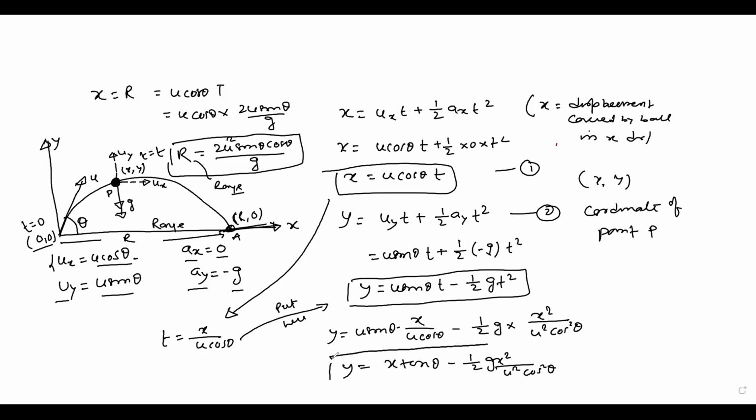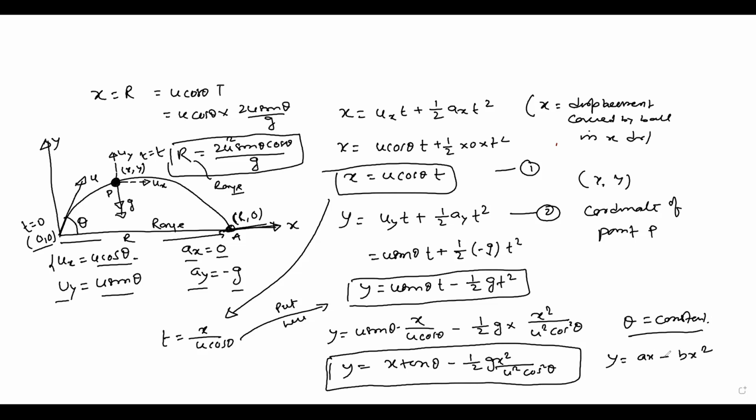This is the relation between y and x, the projectile motion equation. If theta is constant for an angular projection, then we may write y equal to ax minus bx square, since the entire component is constant. So this is the quadratic equation of projectile motion in general, where a and b are nothing but: a is tan theta, and b is g by 2u square cos square theta.